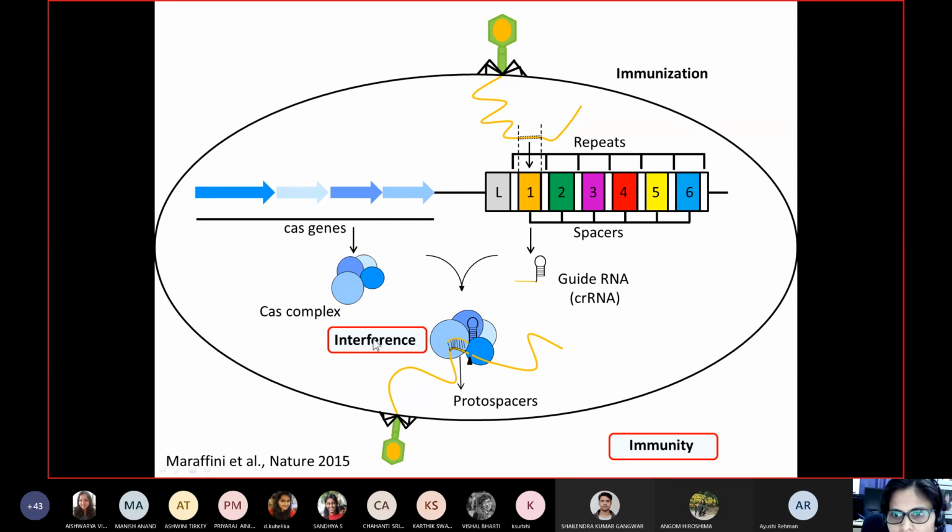The interference name itself gives the meaning: interference means that phage replication is not happening. That means it provides immunity. Basically, it is providing immunity to the cell. So I would like to know whether this is clear. This is really important, so please raise your hands if you all think this is clear.